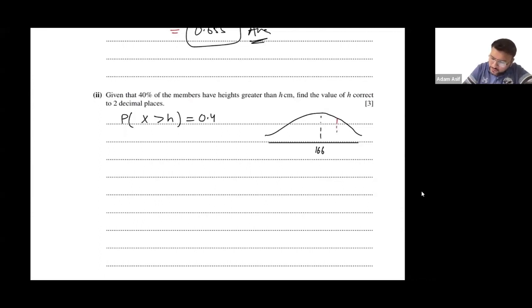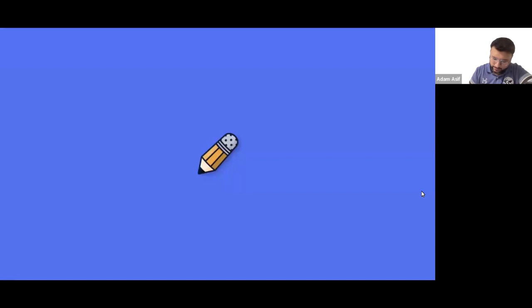Good. So h is going to be over here such that the area or the probability above h centimeter is just 40%. So if the tail area is 40%, what's going to be the body area? 0.6. Now we are going to use the table in the reverse order. What we are going to do is we are going to find the z value when the probability or the body area is 0.6.